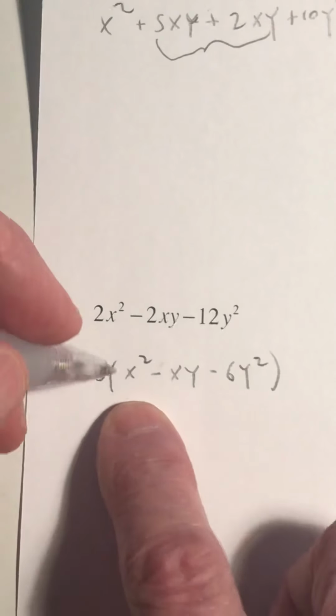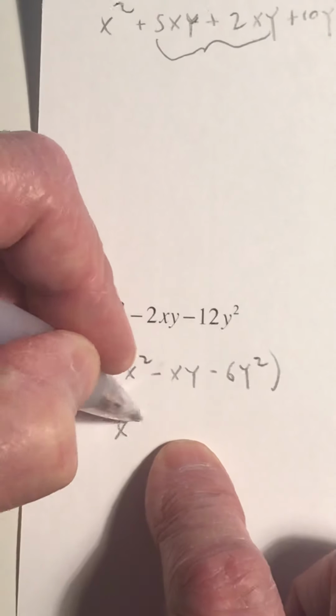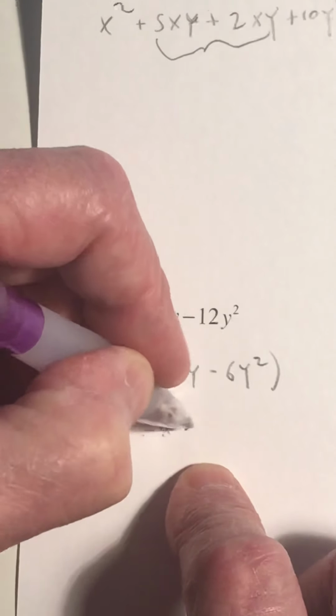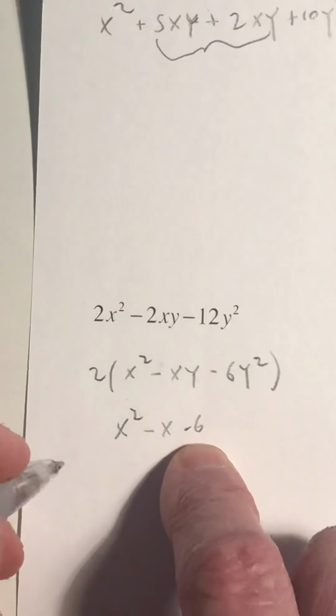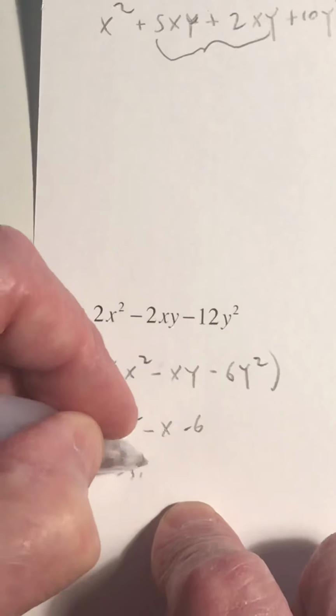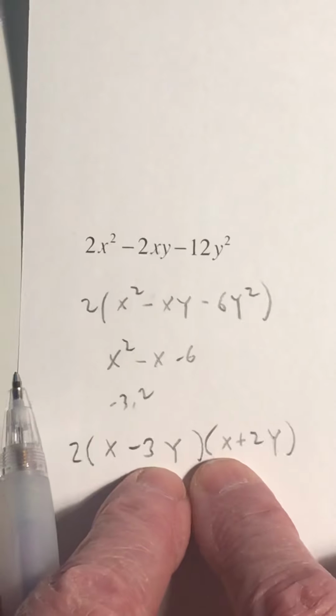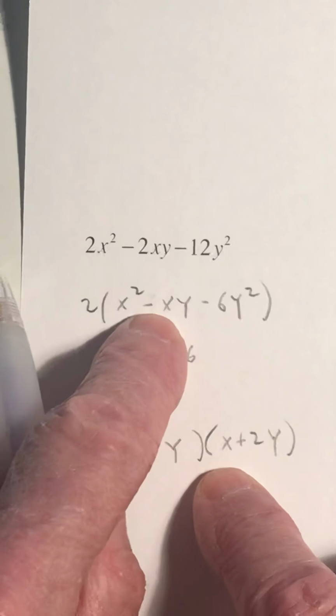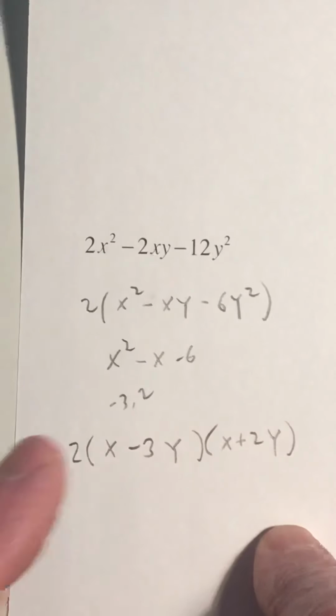And now, for this part, I'm going to pretend for a minute like it's just x squared minus 1x minus 6. What multiplies out to minus 6 and adds up to negative 1? A negative 3 and a positive 2. So, for that inside part, I'm going to write x minus 3 with some extra room, x plus 2 with some extra room, and then insert the y. See, there's x squared plus 2xy minus 3xy plus 2 minus 3 adds up to minus 1xy in the middle, and there's the minus 6y squared.